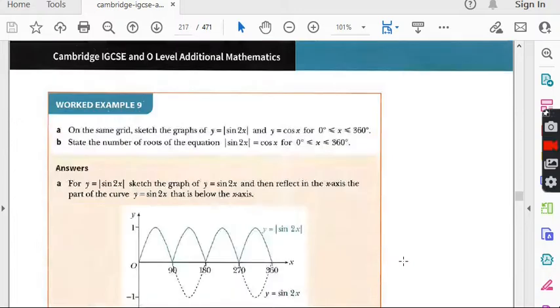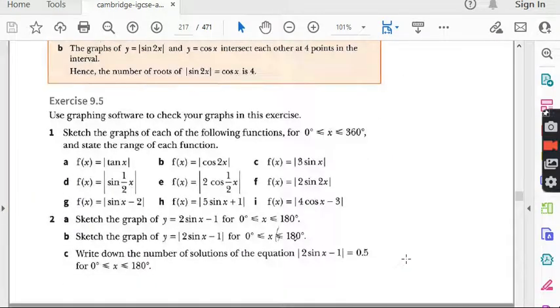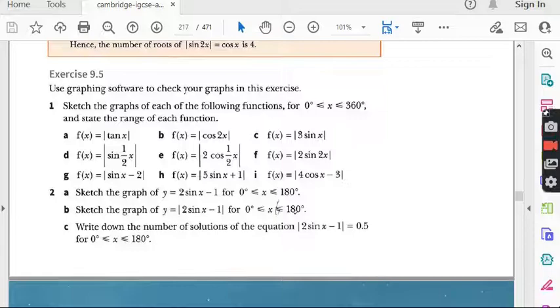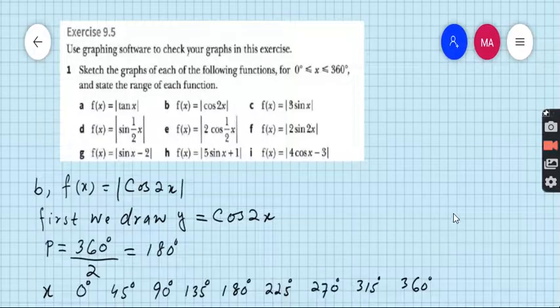Let's start part B, question number 1, exercise 9.5. Use graphing software to check your graphs in this exercise. I will not use the graphing software because I already used it in exercise 9.4. From an examination point of view, checking with graphing software is not important, but if any student wants to check, then no issue, go ahead.